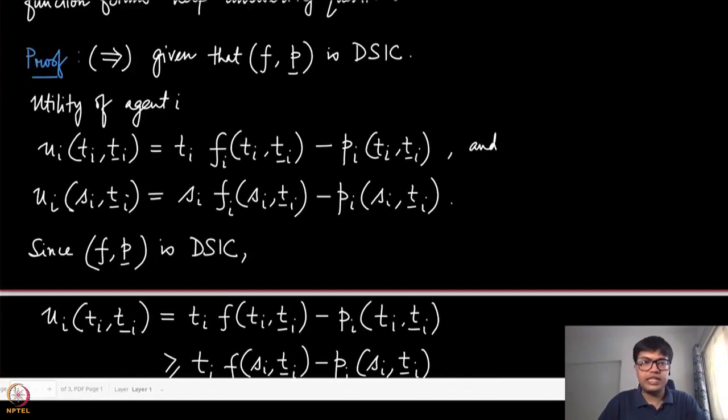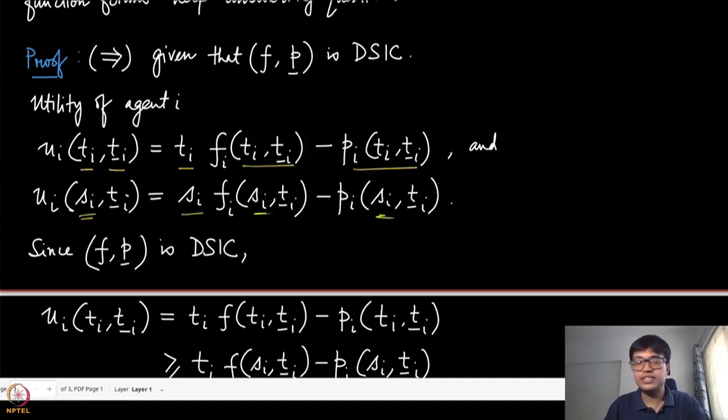Let us now start proving this result. First, we will prove the forward direction. That is, we are given that this mechanism F, P is DSIC, and we have to show that these two properties should hold. How should we go about proving it? First we write down the utility of agent i when its type is t_i and the type of the other players is t_{-i}. We know that it is t_i times f_i(t_i, t_{-i}), the valuation that this agent gets, minus the payment that it is making under that type profile. And when you have a different type for the same agent, this should change accordingly.